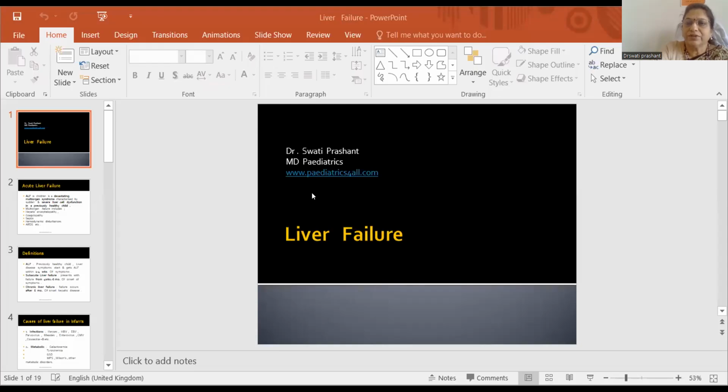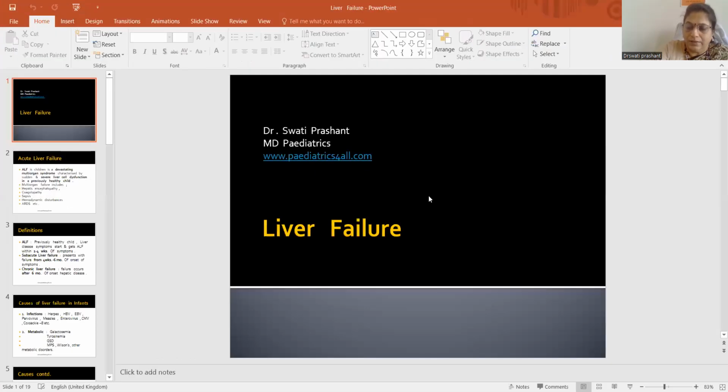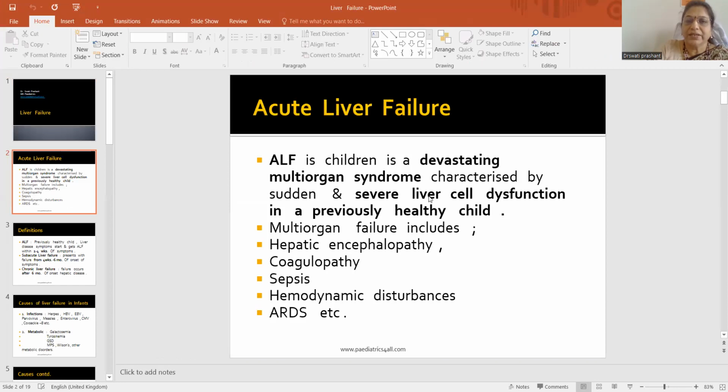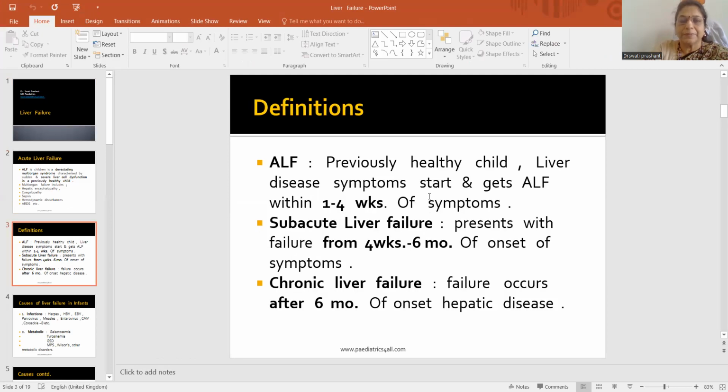So we'll start with liver failure. Acute liver failure in children is a devastating multi-organ syndrome characterized by sudden and severe liver cell dysfunction in a previously healthy child. Multi-organ failure includes hepatic encephalopathy, coagulopathy, sepsis, hemodynamic disturbances, acute respiratory distress syndrome, etc.